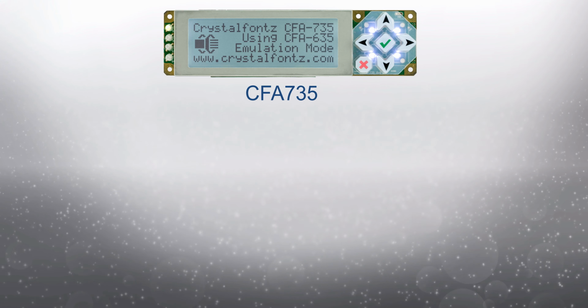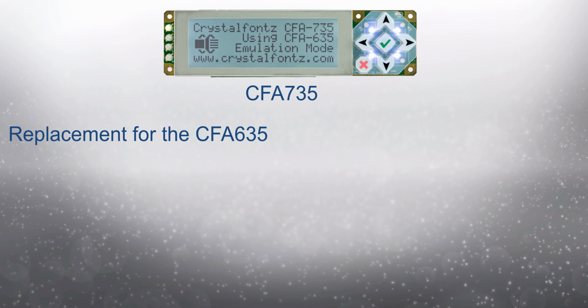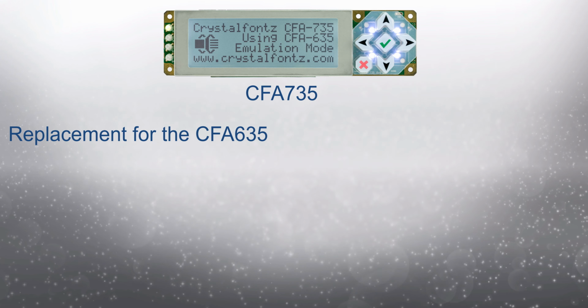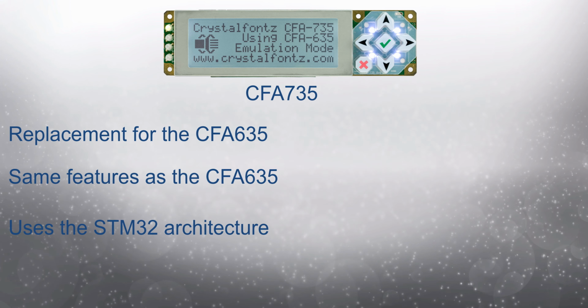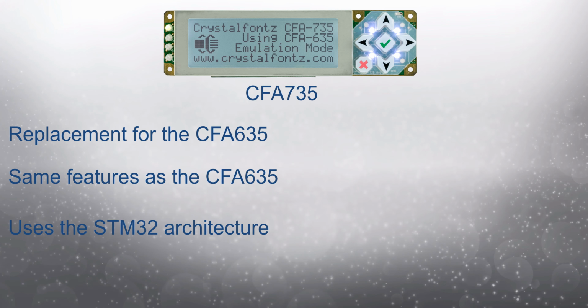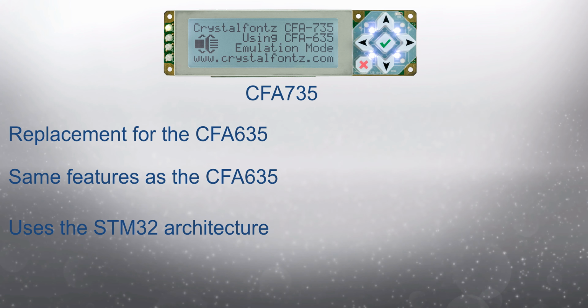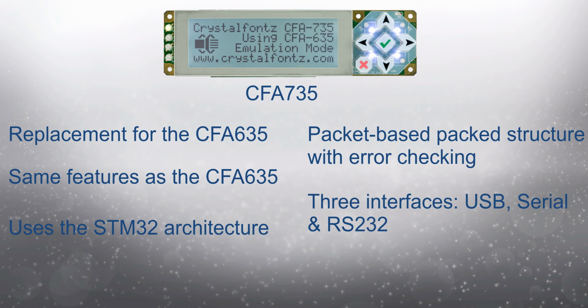Next up is the CFA 735. The CFA 735 was designed as an optional replacement for the CFA 635 with all the same features and, of course, cross-compatibility with each other. The CFA 735 uses the STM32 hardware and is able to run STM32 embedded applications. Like the other advanced modules, it uses our packet structure with error checking and supports 3 interfaces like the CFA 635.